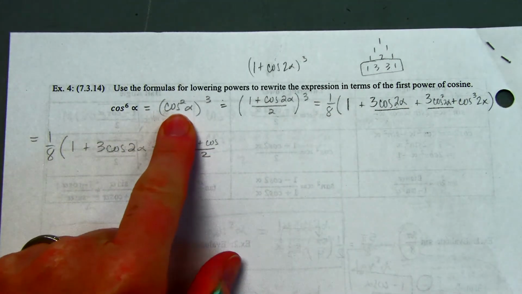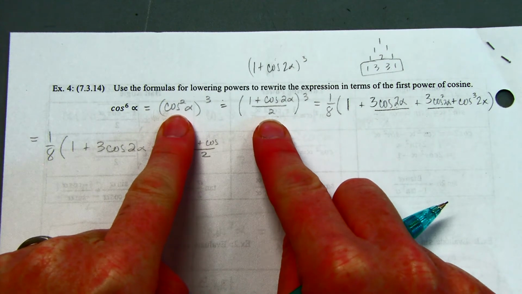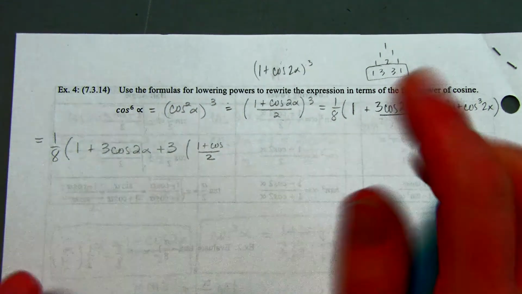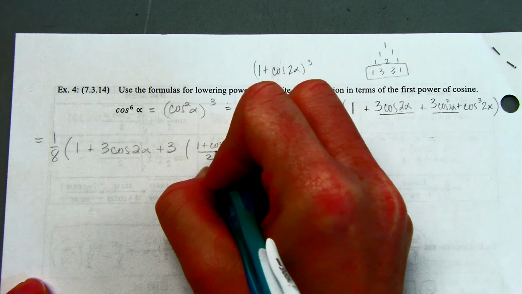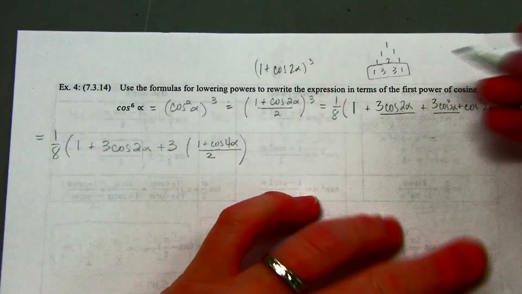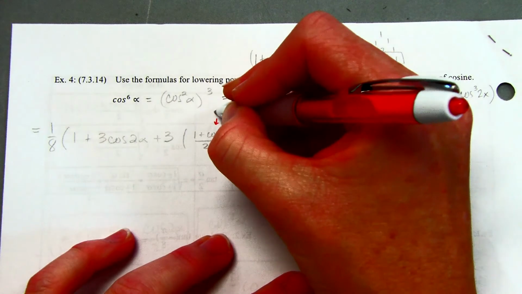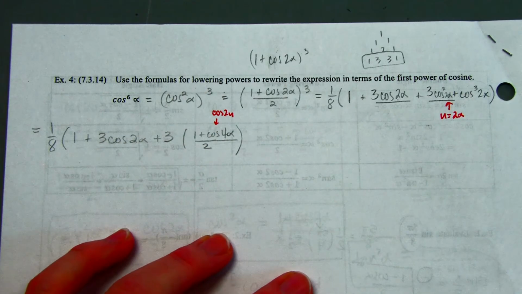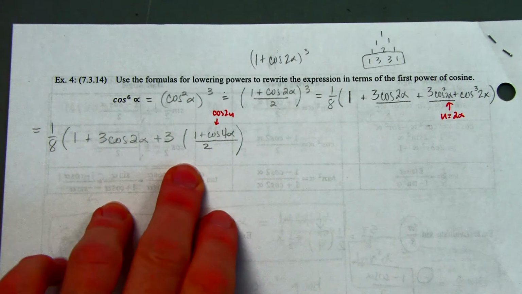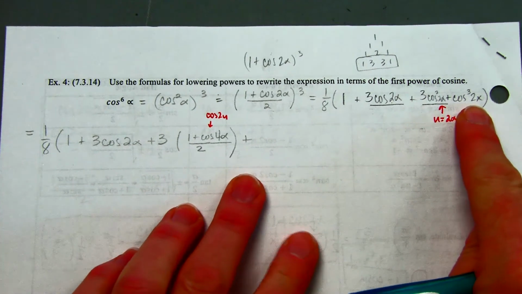So notice when we went from here, cosine squared alpha, to here, it turned into cosine 2 alpha. Now we're going from cosine 2 alpha into cosine 4 alpha. If you need to do a little substitution there, you could say, let u equal 2 alpha. And so then this is going to be cosine 2u, which is 4 alpha. Plus, we've got cosine cubed 2 alpha.